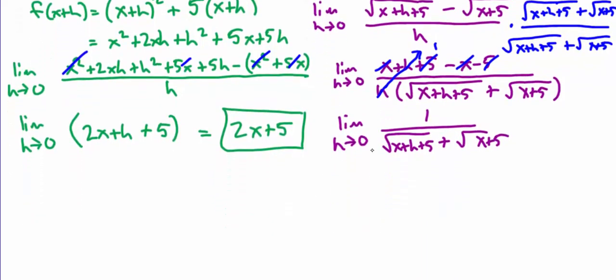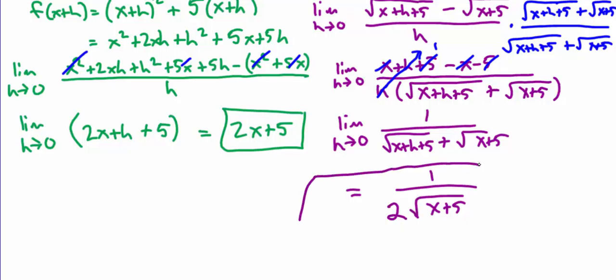And at this point we can apply our limit and we'd get our solution. It's 1 over the square root of x plus 5 plus the square root of x plus 5. That's two of them, just like x plus x is 2x. Well, the square root of x plus 5 plus the square root of x plus 5 is 2 square root of x plus 5. And that is our derivative.